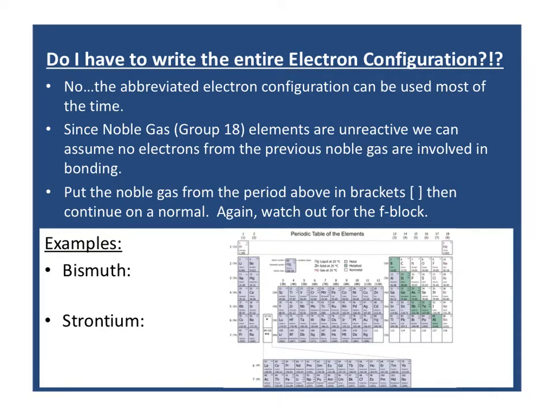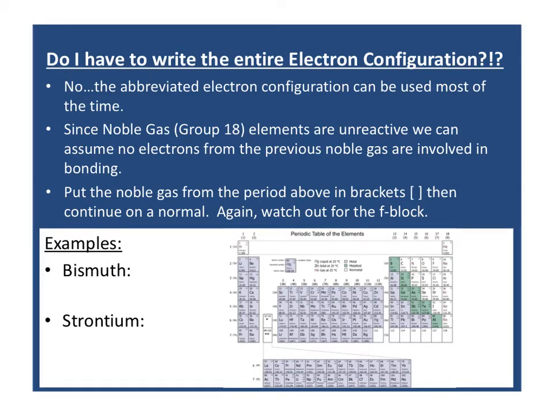So if we're doing, say, phosphorus right here, phosphorus has all the electrons in neon, which would be 1s2, 2s2, 2p6. It has all those, which it doesn't use in bonding, and then phosphorus would also have the 3s2 and the 3p3 to round out its electron configuration.